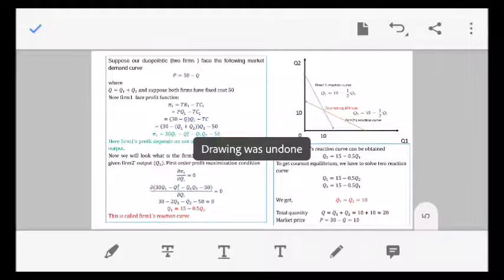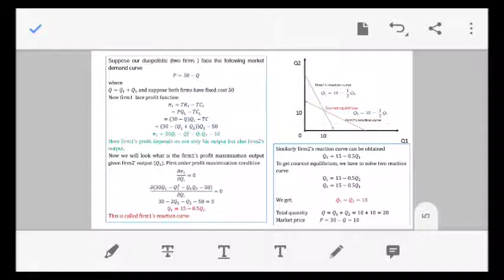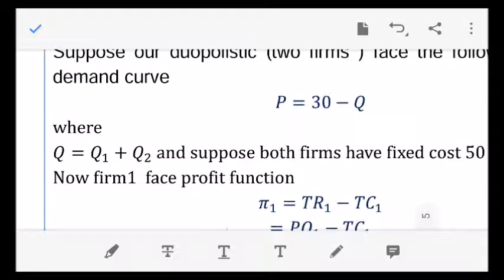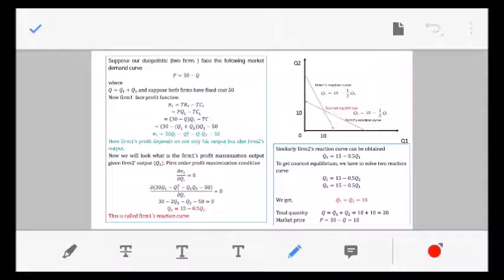We can understand this whole model numerically. Two farms face the following market demand curve, P equal to 30 minus Q. This is an inverse demand function, not a direct demand function, where P is a function of Q. Q is the summation of Q1 and Q2, and both firms have 50 units of fixed cost.